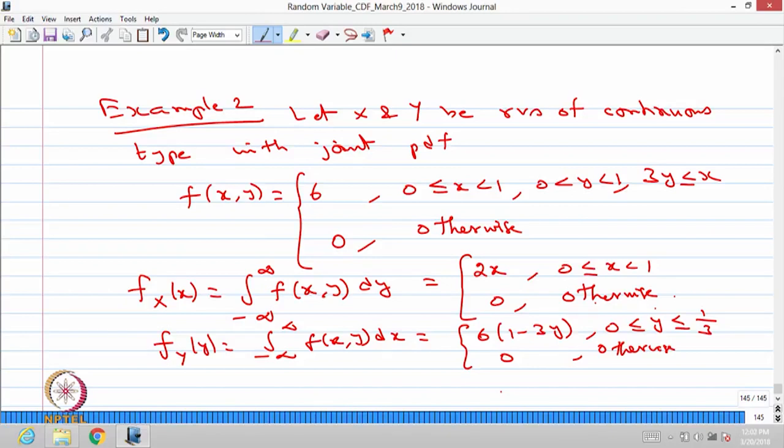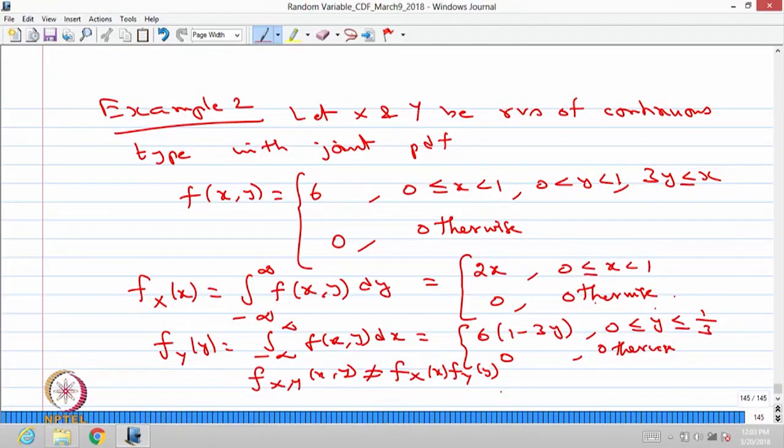By seeing the probability density function of x and the probability density function of y, this product is not going to be the joint. That means f of x comma y is not equal to the product of the probability density functions of x and y. For all x comma y, if this condition is satisfied, then you can conclude they are independent. But here the product is 2 times x, 6 times (1 minus 3y), whereas the joint probability density function is 6. Obviously, you can say they are not equal. Therefore, x and y are not independent random variables.